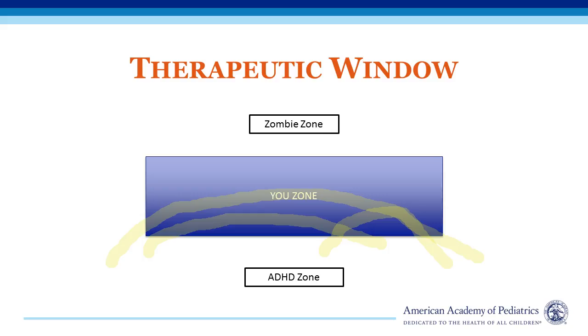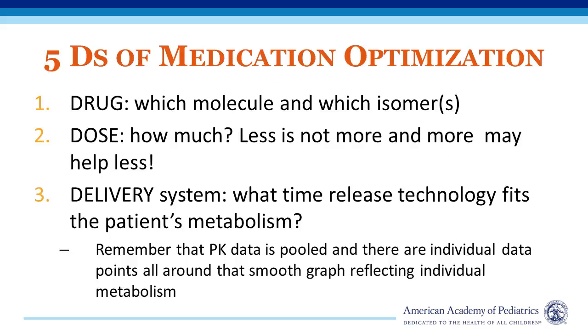Where we don't want to be is up here, and we don't want to be down here. And again, the x-axis is time, and the y-axis is medication effect. So I think we find that drawing this out for our patients really helps them understand where we are.